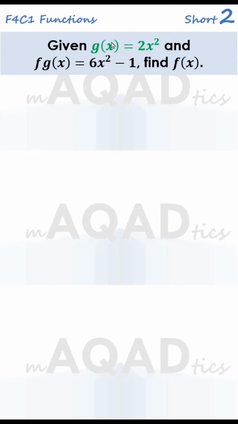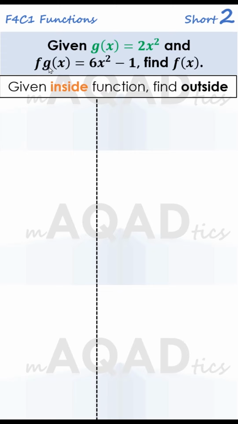This question gives g of x and f(g(x)), and we need to find f(x). In other words, we are given the inside function, which is g, and we need to find the outside, which is f. So let me relate this to one of our daily actions, which is washing clothes.